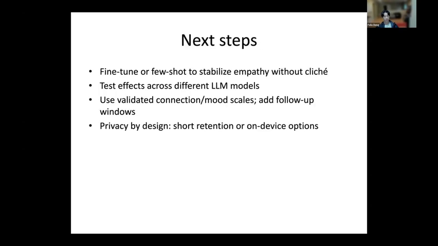So going forward, we want to fine-tune on opt-in conversation logs or few-shot prompts to stabilize empathy without cliche. Additionally, we want to test effects across different large language models. Right now, we use OpenAI's GPT-4o. We can test it across Claude or Gemini or other AI models. And we can validate mood and connection scales and add long-term follow-up windows. Last of all, we can have privacy by design, like an on-device inference or tight retention windows.